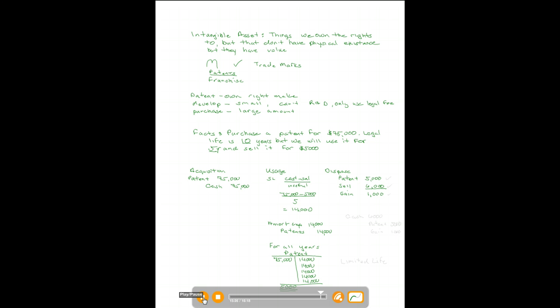What is our journal entry to reflect this? Well, let's do it based on our analysis. The first thing that needs to go is the patent for $5,000, because that's all you have left in it. In comes the cash for $6,000. We've got that, and we've got that, and we'll record the gain in the amount of $1,000. And that, my friends, is how you would acquire, use, and dispose of an intangible asset.